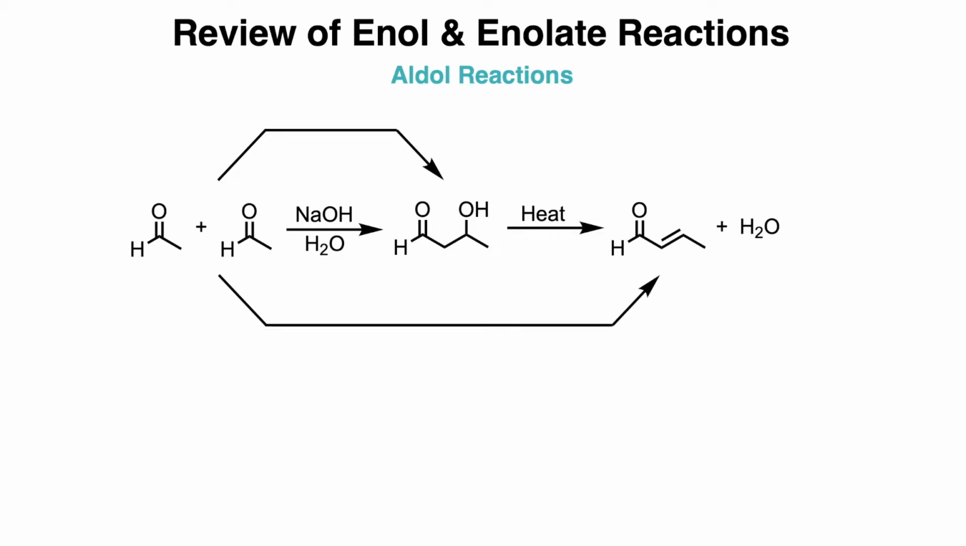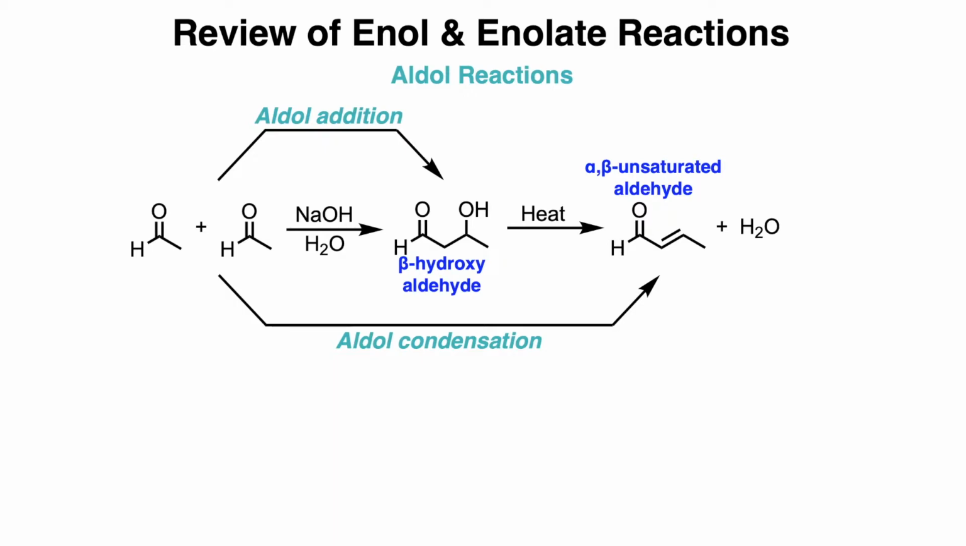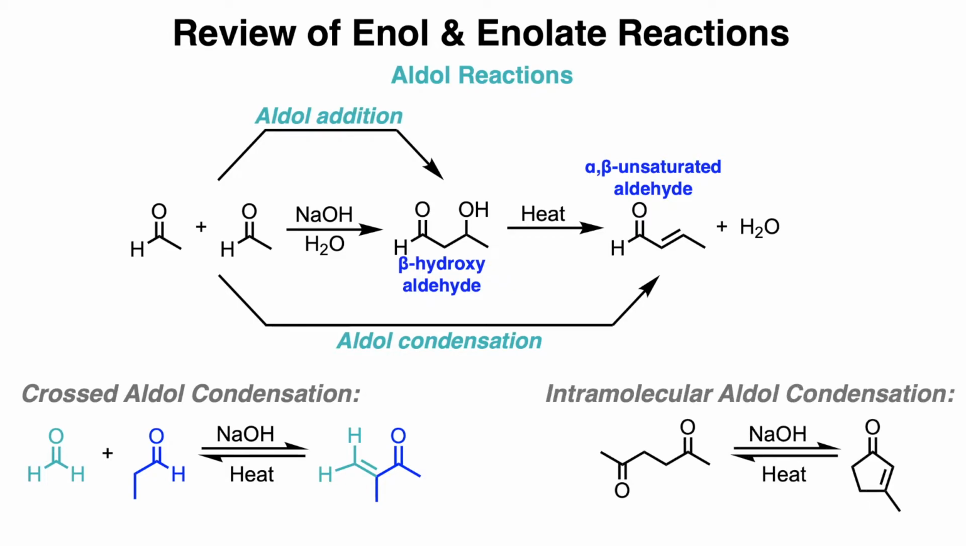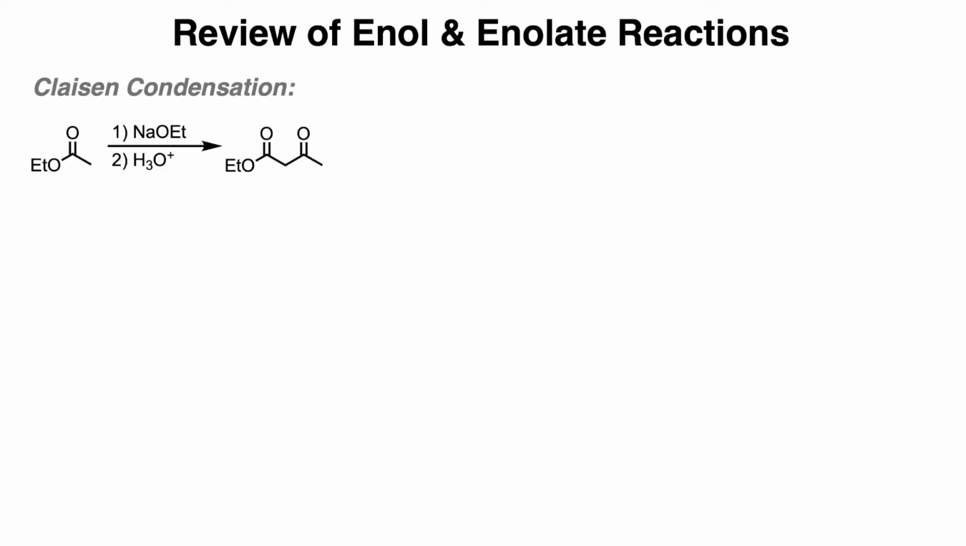Recall that when an aldehyde is treated with NaOH, an aldol reaction occurs and the product is a beta-hydroxyaldehyde or ketone. And if heat is added, then dehydration occurs to form an alpha-beta unsaturated carbonyl. Crossed aldol condensations can occur with two different carbonyls under the same conditions of NaOH and heat, and even intramolecular aldol condensations can occur where the two carbonyls are in the same molecule and a ring is formed, although this is only favorable if the product is either a 5 or 6-membered ring.